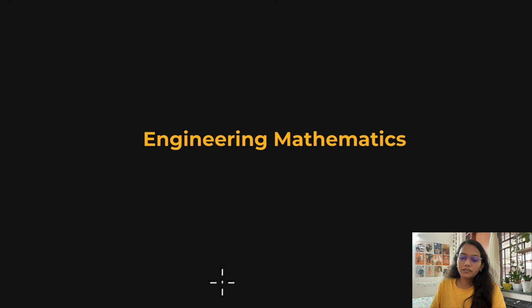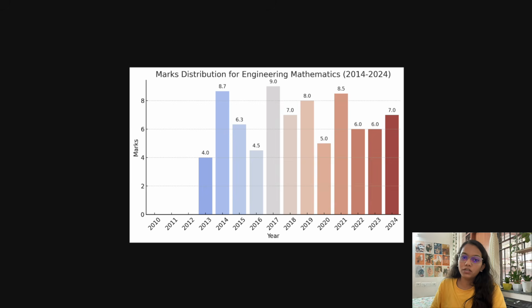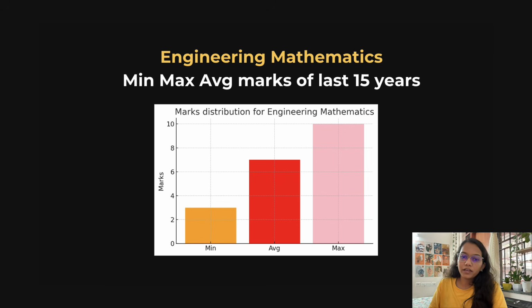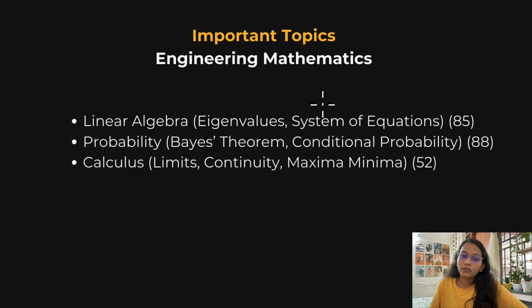The next is engineering mathematics. This is the marks distribution for engineering mathematics. These are the average, minimum and maximum marks for engineering mathematics. You can see each year there are 7 to 8 marks from engineering mathematics. The important topics from engineering mathematics are obviously linear algebra, calculus and probability. Only these 3 topics are there mainly in engineering mathematics.